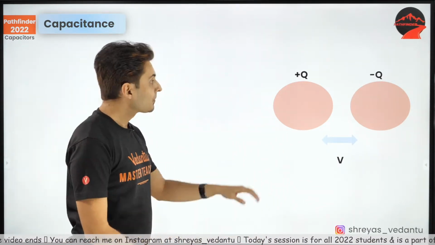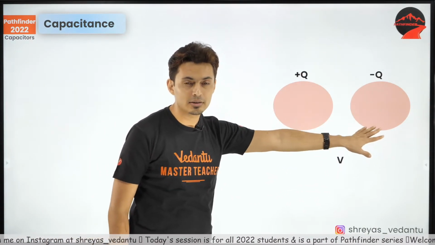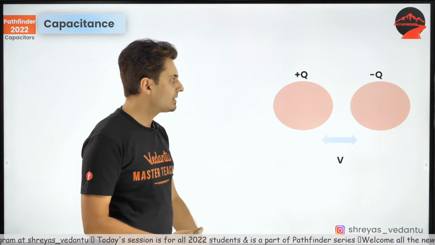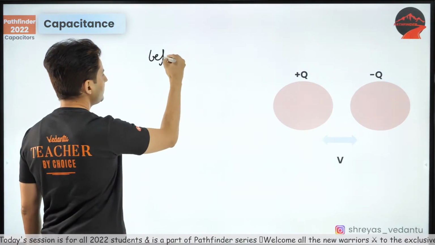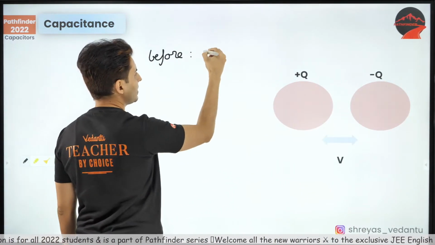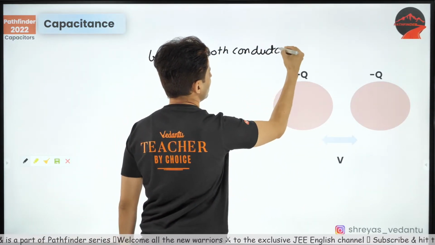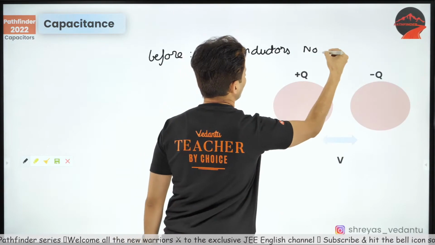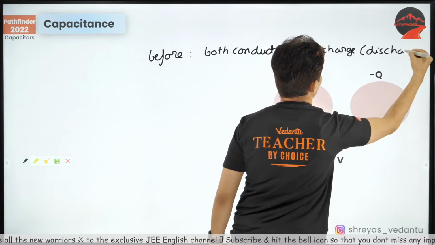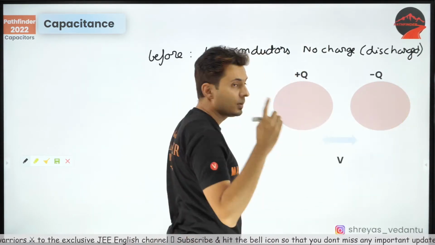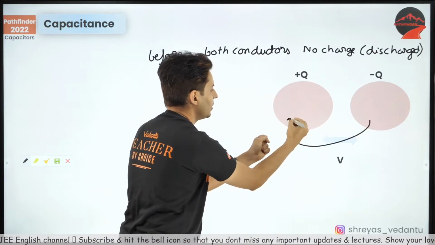Now look at this. These are two conductors. One is having plus Q charge, one is having negative Q charge. So what has exactly happened? Earlier, remember this, before, both the conductors had no charge on them. They were discharged. So what you did is you took away Q charge. You took Q charge and put it over here.